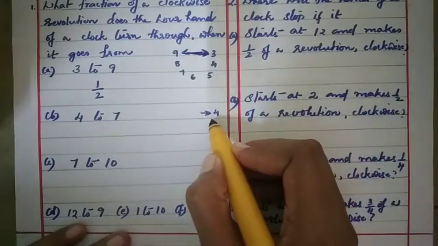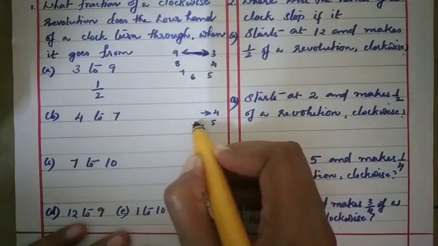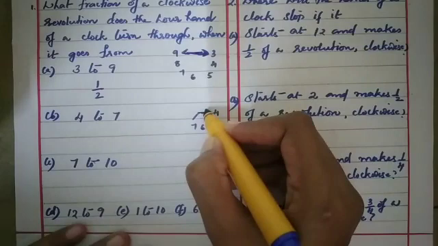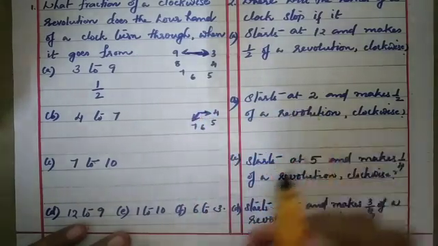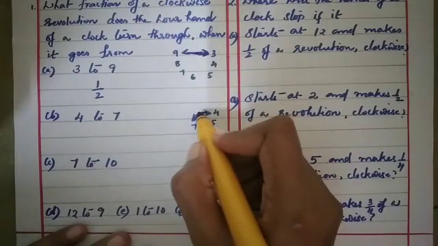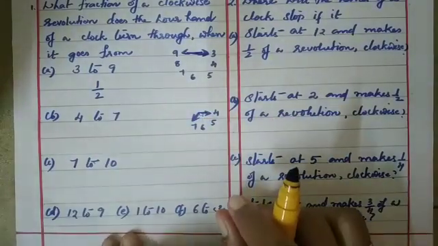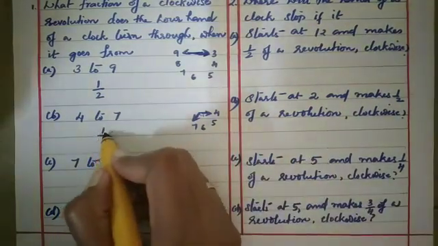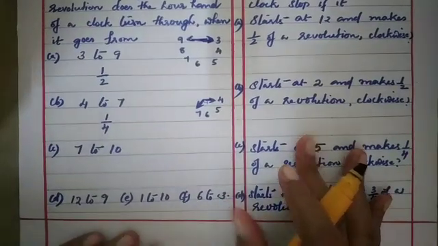Then after is 5, 6, 7. 7 is there. So that's in this direction. Okay, in this direction our hand changes. So here is 1 right angle, 90 degrees. So what part of a revolution is it? 1 by 4 of a revolution. Okay, hope all of you understood.